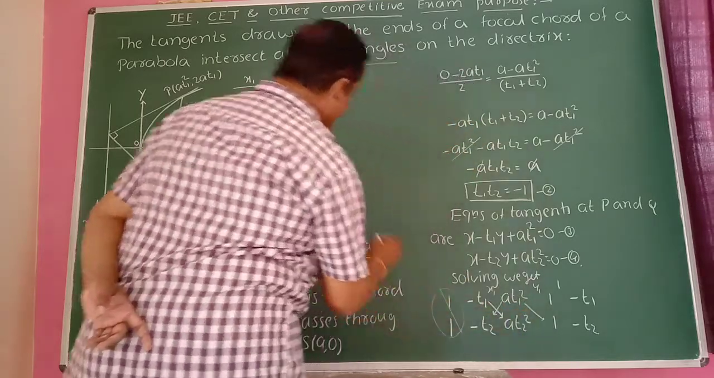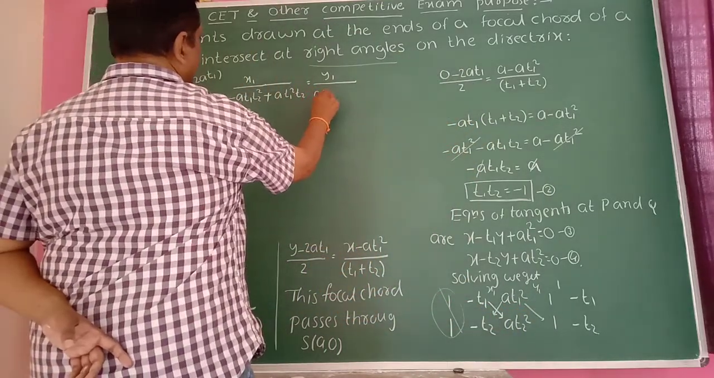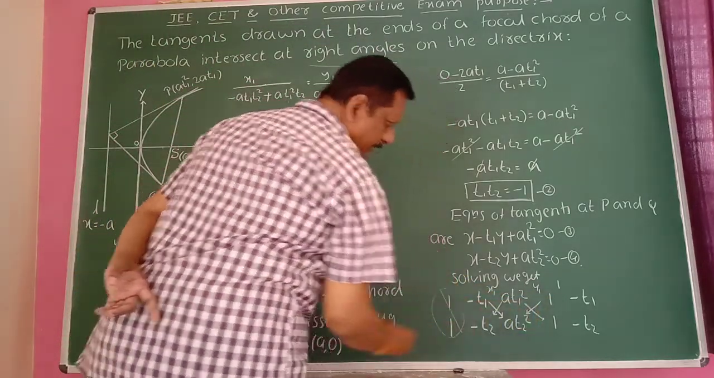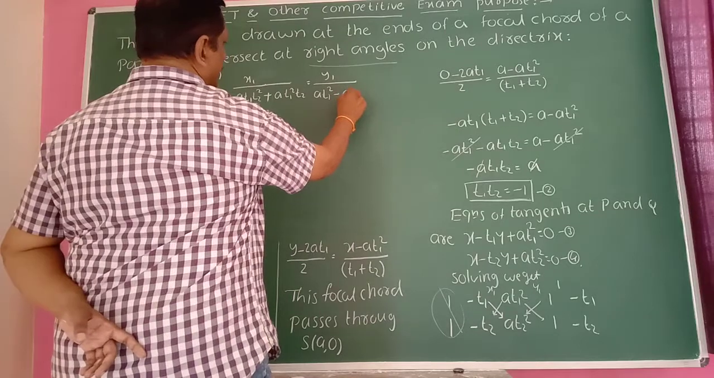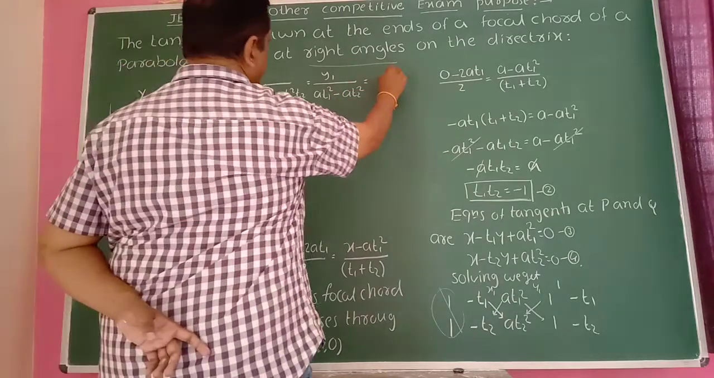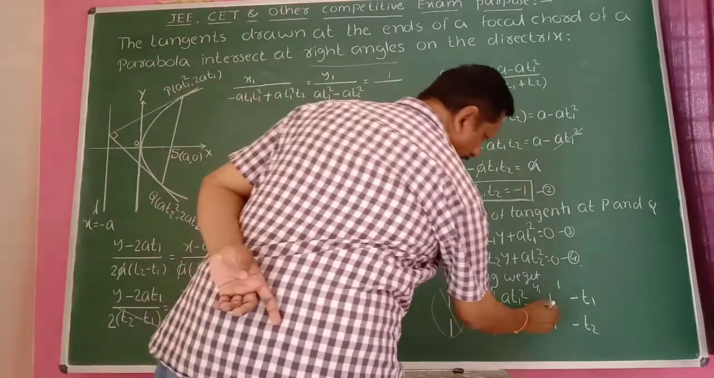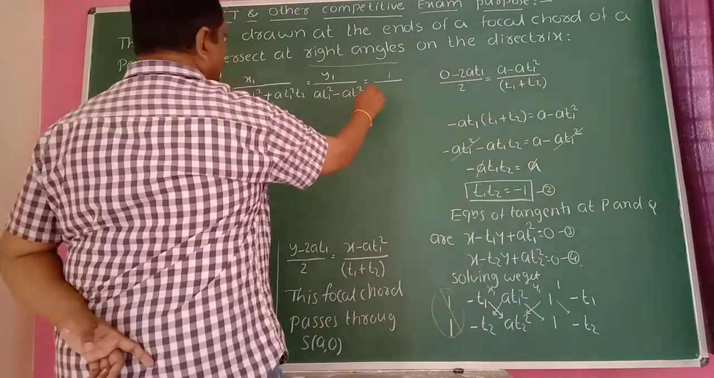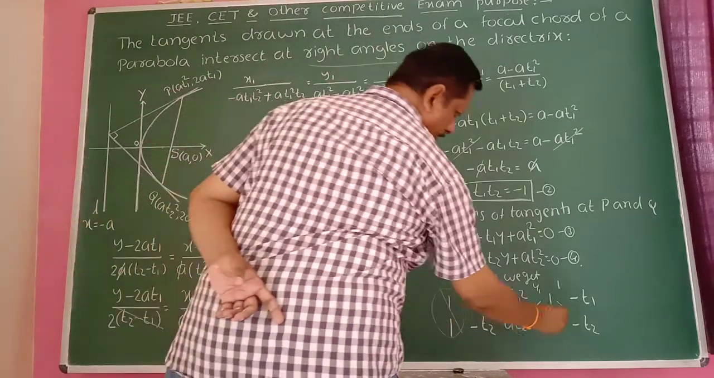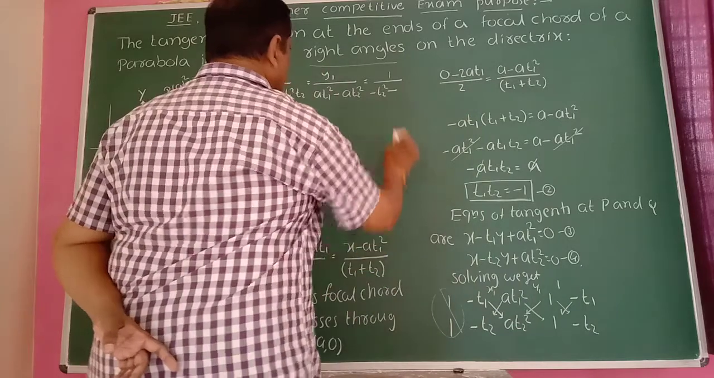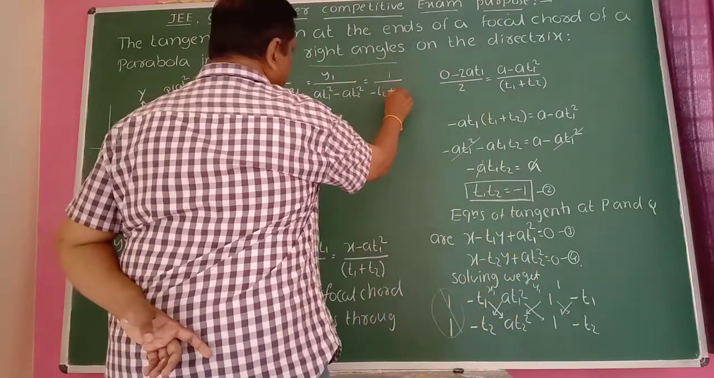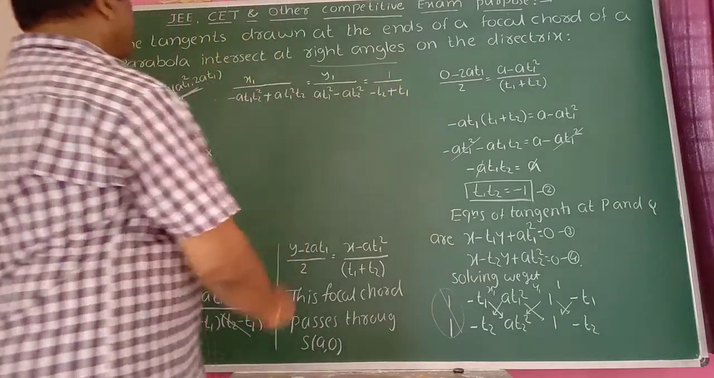a t1 square into 1 becomes a t1 square, minus of, then multiply these terms here. Minus a t2 square is equal to, so 1 divided by, then multiply these two terms here. Minus of t2 square, minus of, then this one here. Not a square is there, only t2. And minus this minus becomes a plus here. So write here t1.